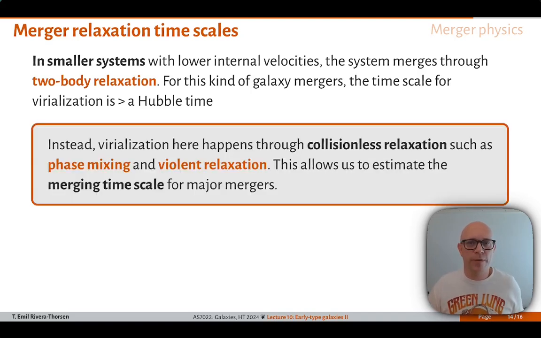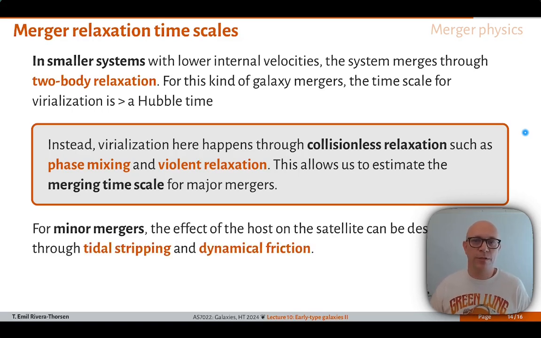And that's because virialization also can happen through other mechanisms than just the two-body relaxation. So it can happen through what we call collisionless relaxations, such as the so-called phase mixing, and perhaps my favorite astrophysical expression of all times, violent relaxation. So this can allow us to estimate the merging timescales for major mergers. In particular, violent relaxation can actually shorten the timescales for virialization of early type merging galaxies quite dramatically.